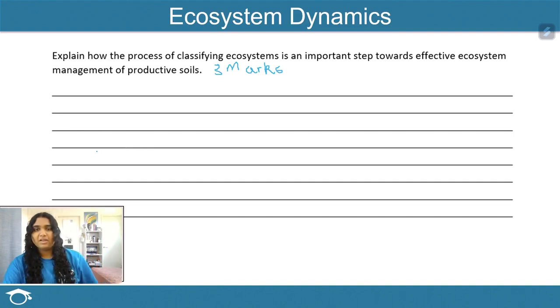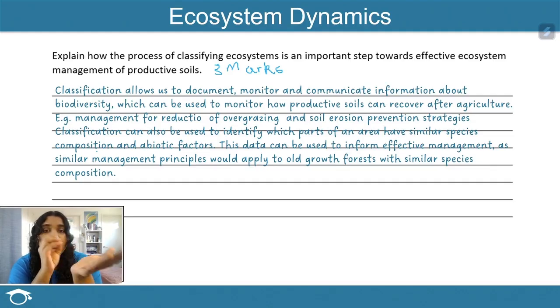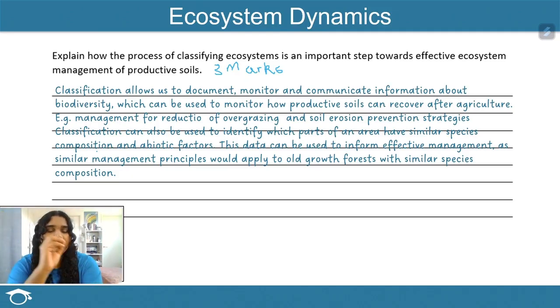All right. This is how I would have gone about answering this question. Number 1, you've got to explain the importance of classifying ecosystems, and that'll get you your first mark. The following 2 marks come from specific details about management of productive soils.